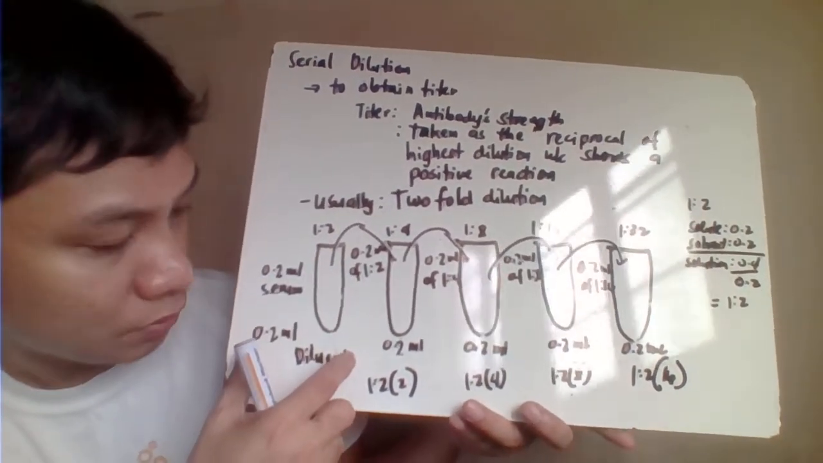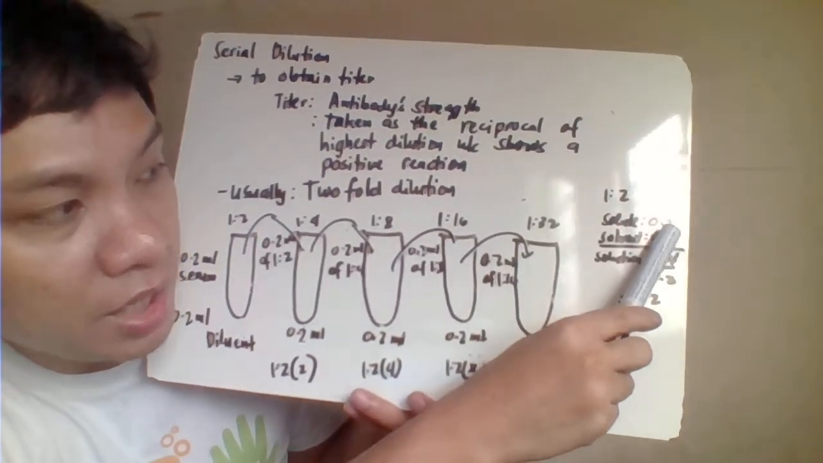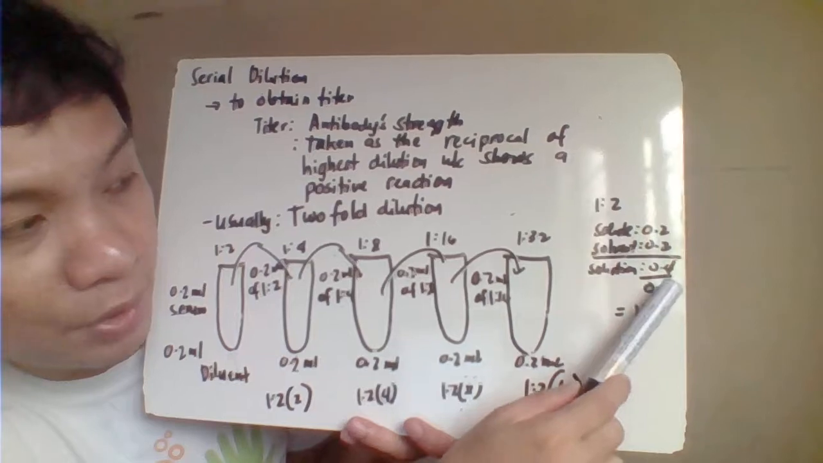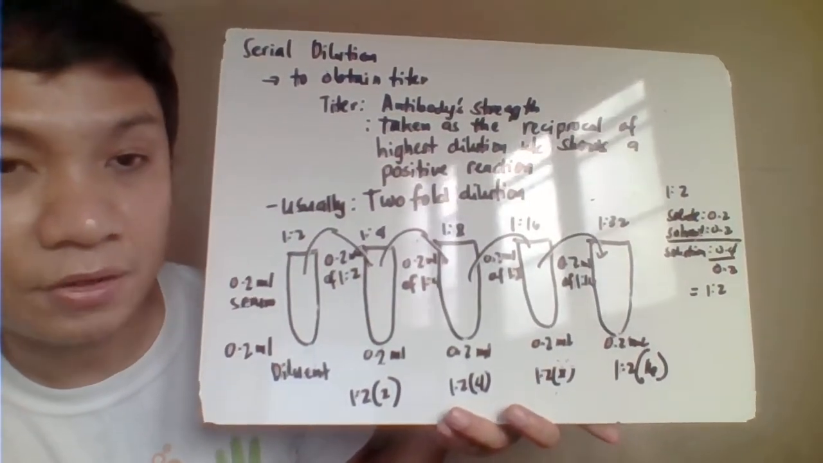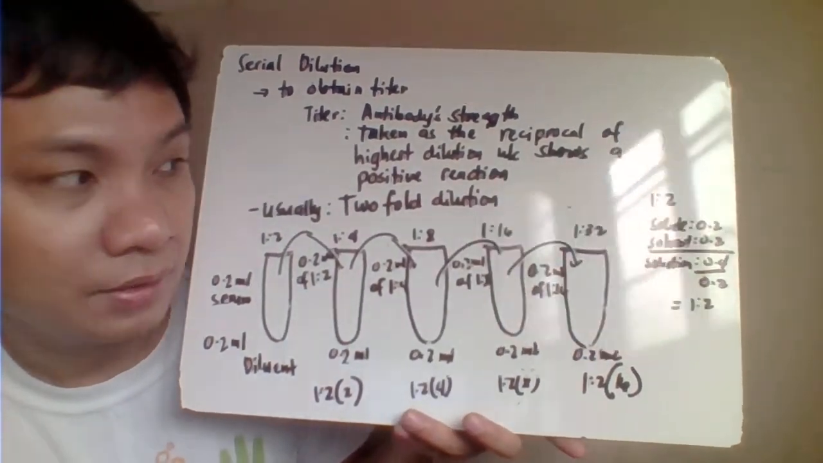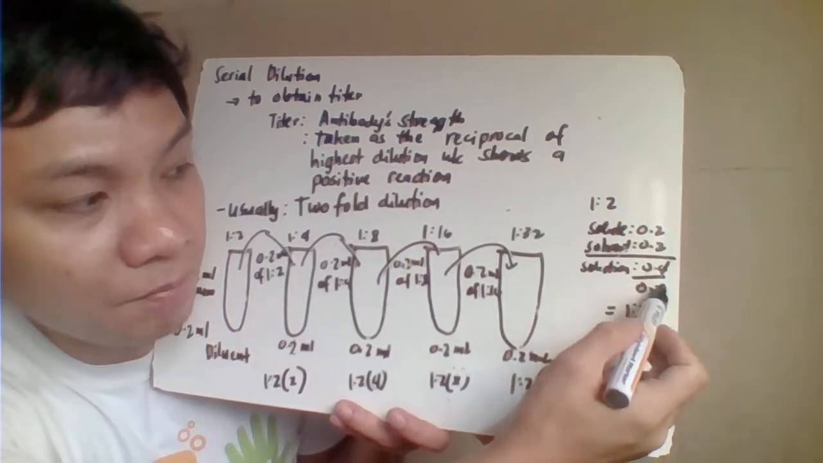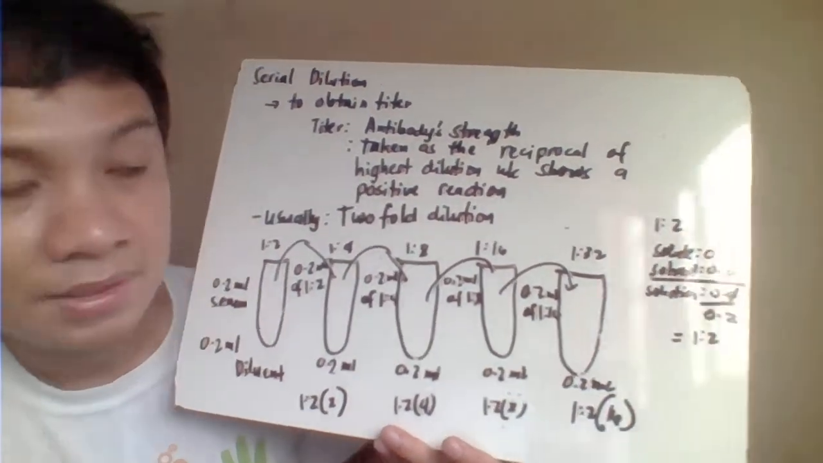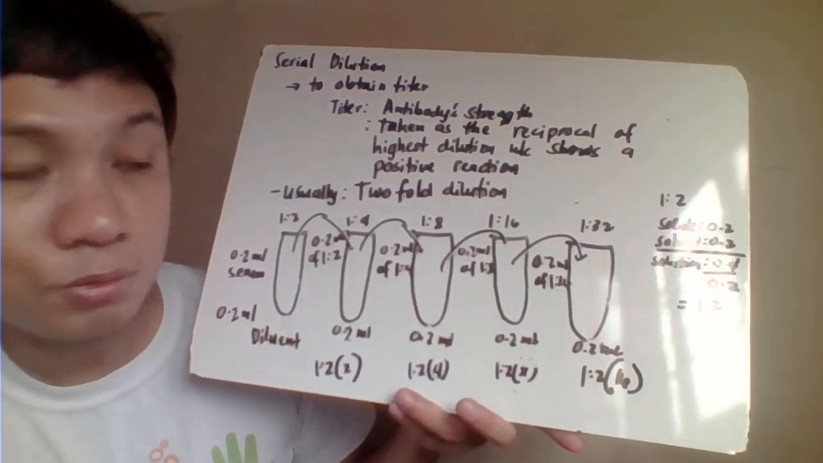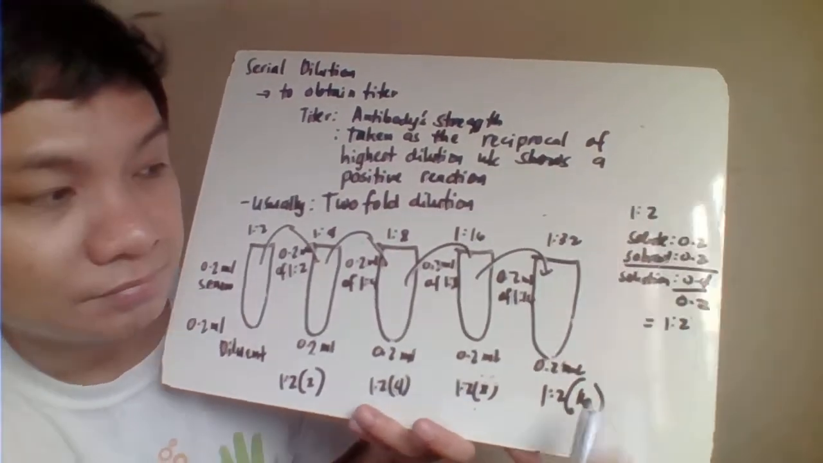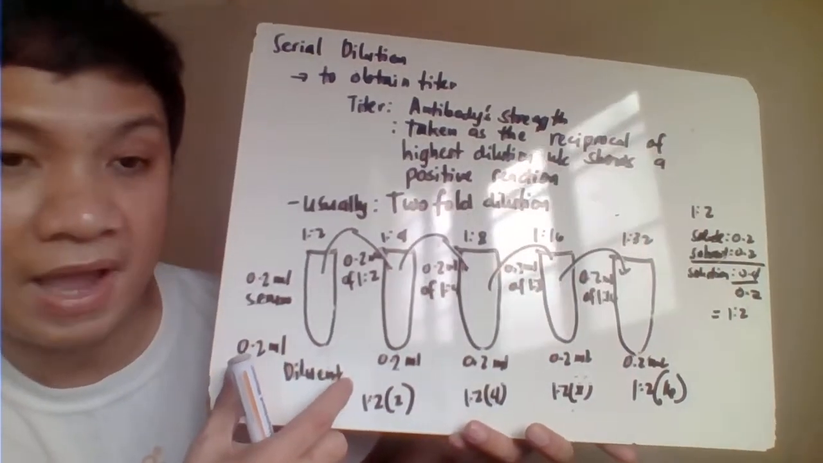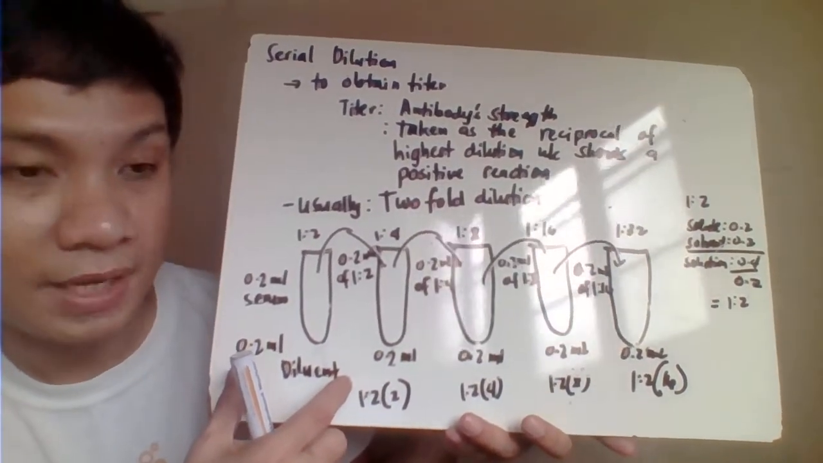Paano siya naging 1:2? Again, your solute is 0.2, your solvent is also 0.2. Ang total natin is 0.4, that's the total volume ng ating solution. So 0.4 total volume, divide natin sa 0.2, which is your solute, di ba? That's 2. That gives you a 1:2 dilution. So you're able to satisfy your 1:2 dilution here.